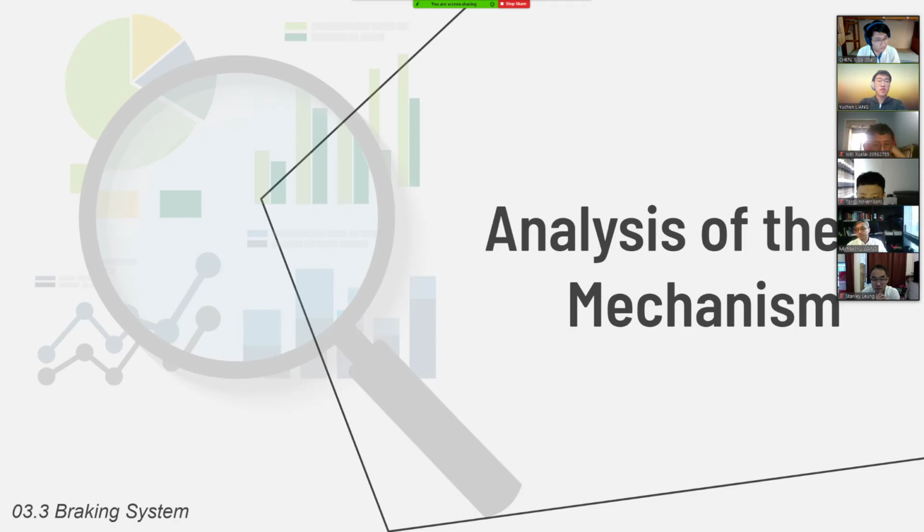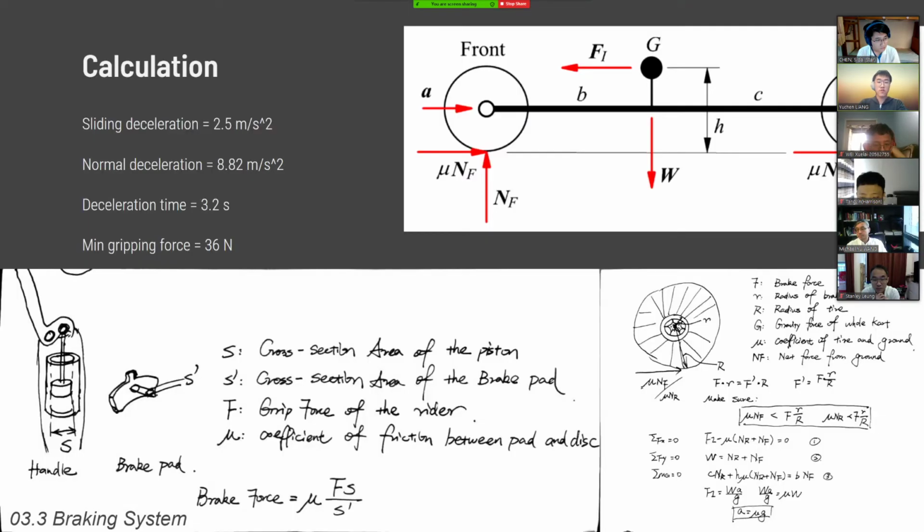The following is the analysis of this mechanism. After drawing the FBDs and using the hydraulic equations, applying the material properties and data from some assays and experiments, we have the max deceleration 8.82, deceleration time is 3.2 seconds from 8 meters per second, and the gripping force is 36 Newtons. All the data meet the criteria mentioned above.